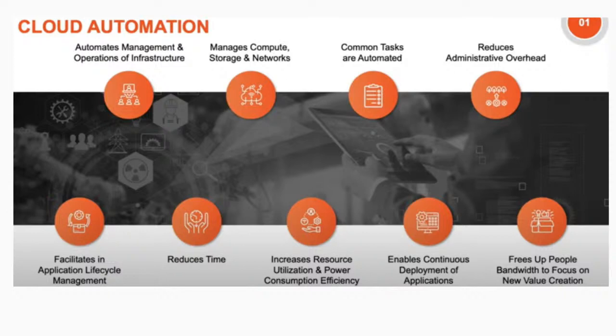It automates management and operation of infrastructure, manages compute, storage and network, common tasks are automated, reduces administrative overhead, facilitates application lifecycle management, reduces time, increases resource utilization and power consumption efficiency, enables continuous deployment of applications, frees up people bandwidth to focus on new value creation. All these as well are important features that are desirable to be used in the network, and the Open RAN concept enables all these features for any communication network that wants to benefit from the automation concept.